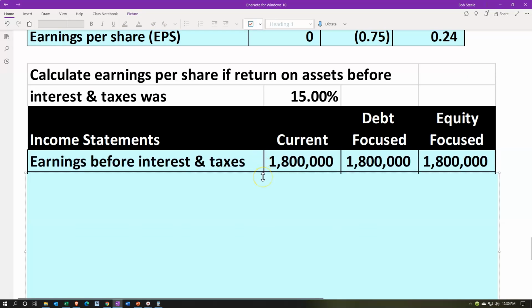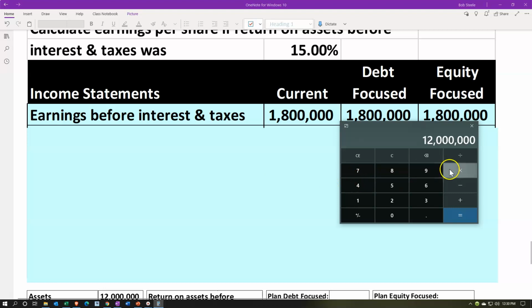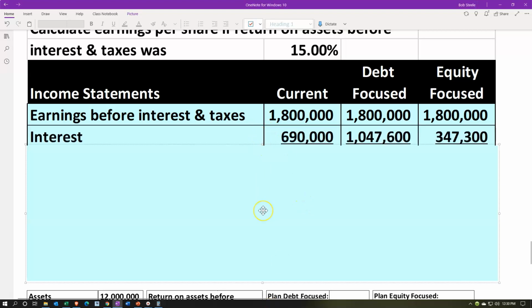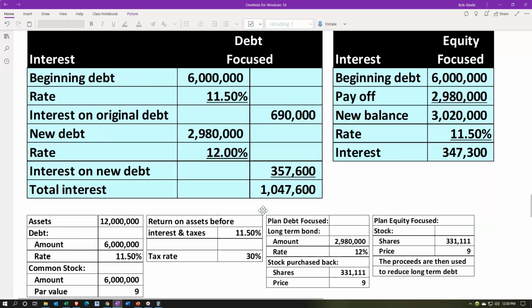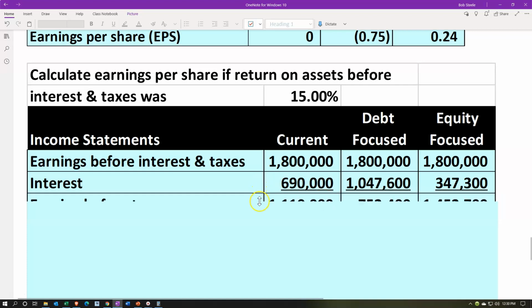We're going to say then that the earnings before interest and taxes is going to be the 1,800,000. That's going to be calculated as the 12 million times the 0.15. They all are starting at that point. Then on the interest, we have the same format, the same plan as we did up top, whereas we have the interest of the 1,047,600 for the debt plan and the 347,300 for the equity plan here. Same calculation, same plan that we have.